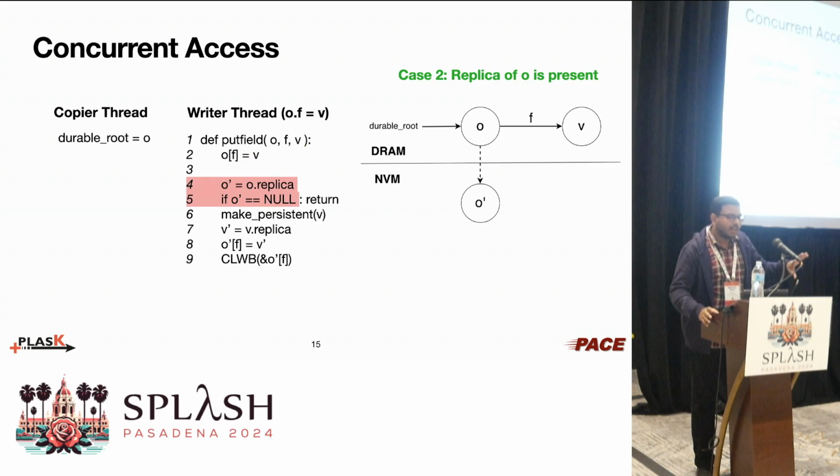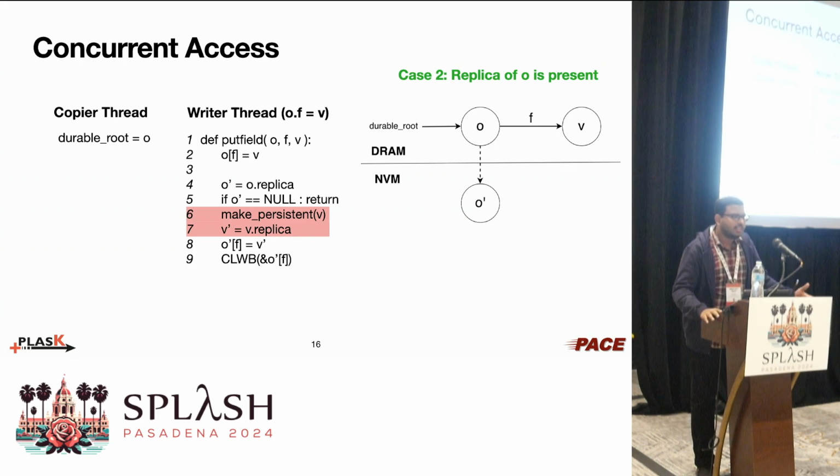Now, because the copier thread has created the replica for object O, we find that O dash is no longer null, and hence we make everything reachable from V persistent. So whenever there is a put field instruction of type O.F equals V, and we want to add the pointer in the non-volatile memory, we have to ensure that everything reachable from the right hand side also is persistent, and that's why this make persistent function will take care of that.